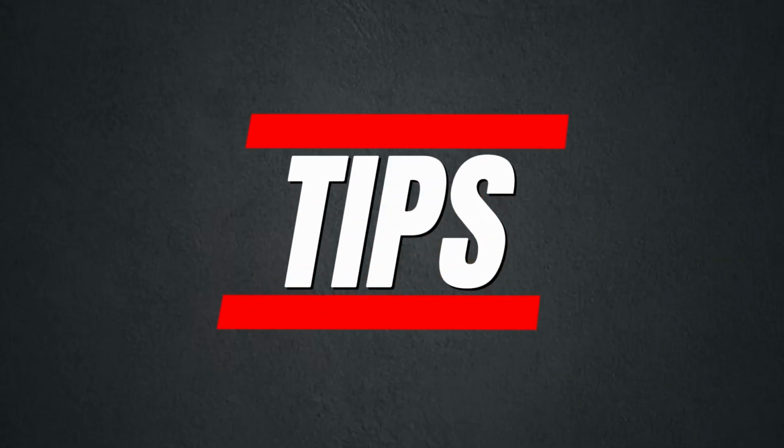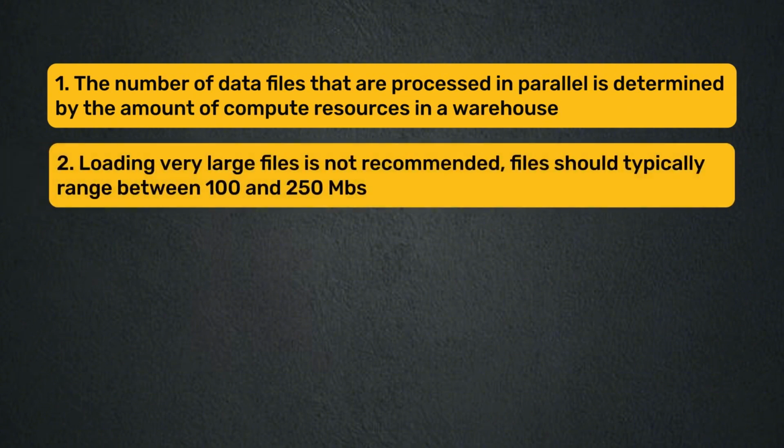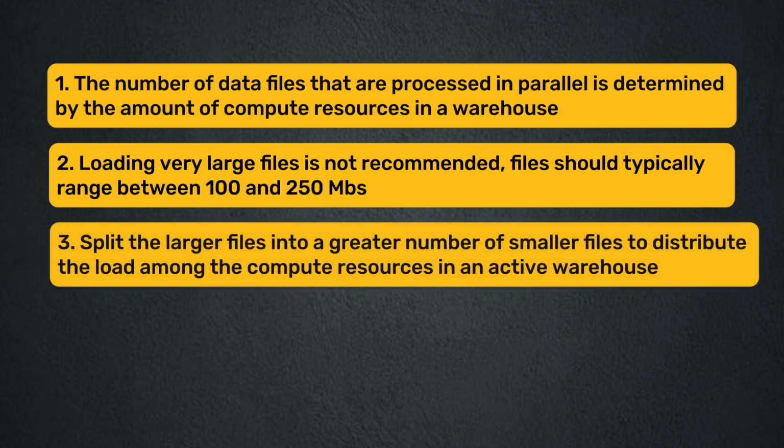Now let's see some of the tips and tricks for bulk loading using the copy command. Point number one, the number of data files that are processed in parallel is determined by the amount of compute resources in a warehouse. So the larger the warehouse, the more the parallel files. Point number two, loading very large files is not recommended. Files should typically range between 100 and 250 MBs. Point number 3. Split the larger files into a greater number of smaller files to distribute the load among the compute resources in an active warehouse.